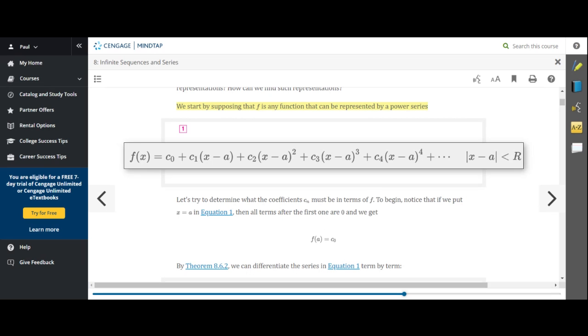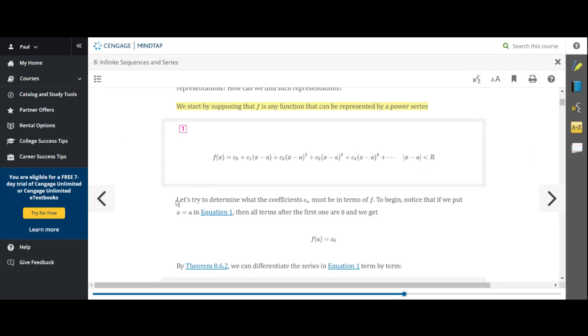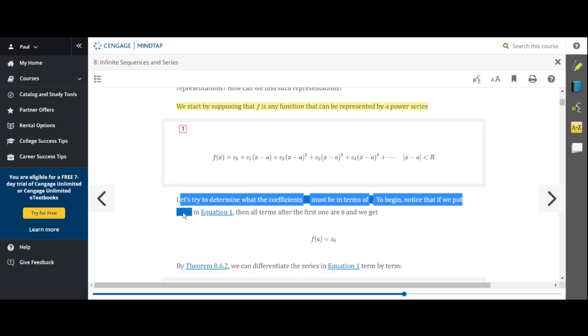Now, of course, the coefficients c sub 0, c sub 1, c sub 2, c sub 3, and so forth, are going to be dependent on what your function is, right? That would make sense. So let's see if we can come up with a way to find these coefficients. What they suggest is let's try to determine what the coefficients are.